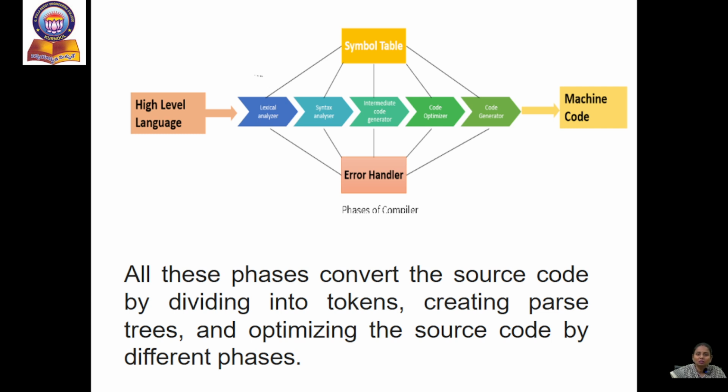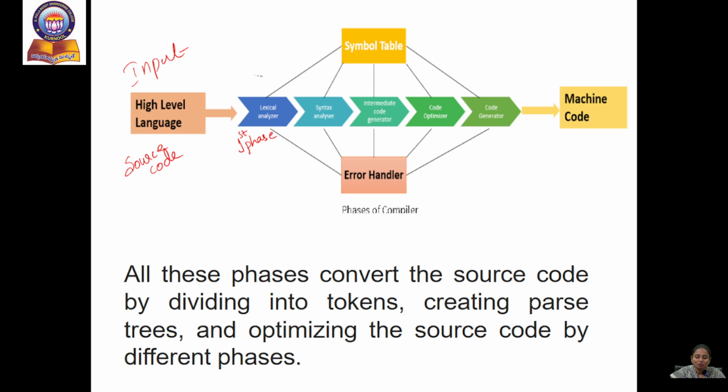This is the flow of different phases. This diagram shows how each phase of the compiler flows from the high level language to the machine code. Here you can see the input. Here the input is the high level language, nothing but any source code written by a human being. This is the input to the first phase. This is the first phase of the compiler, the lexical analyzer.